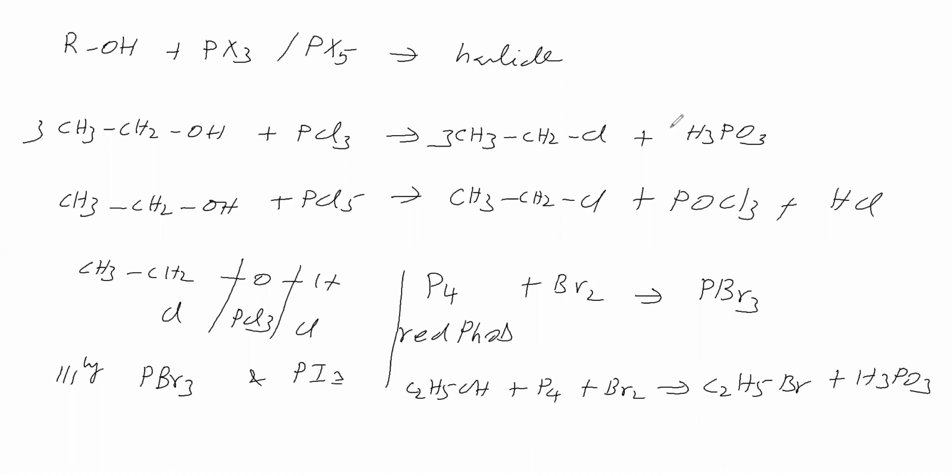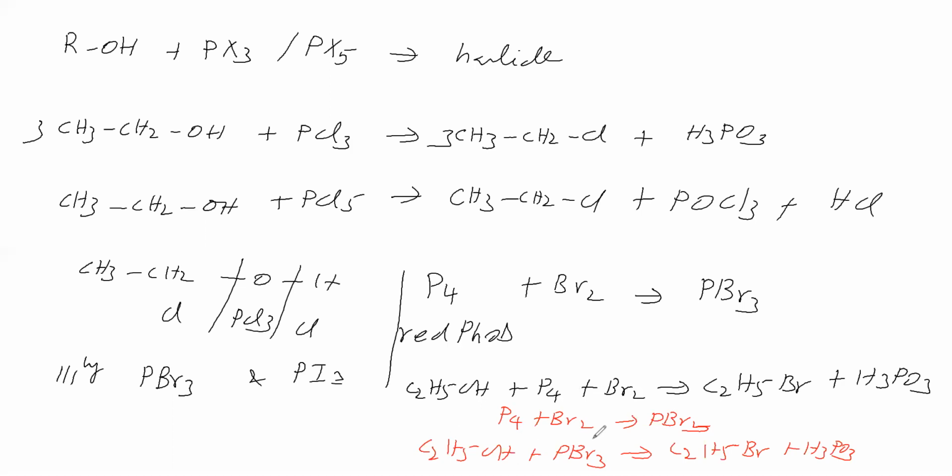So what happens here? The P4 reacts with the bromine to give PBr3. This PBr3 reacts with the ethyl alcohol to give ethyl bromide and H3PO3.